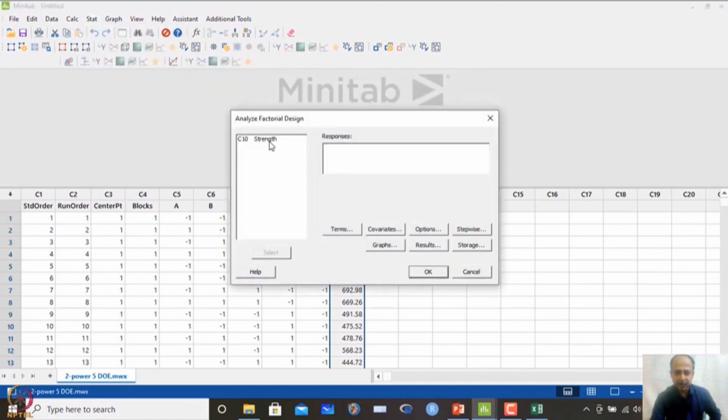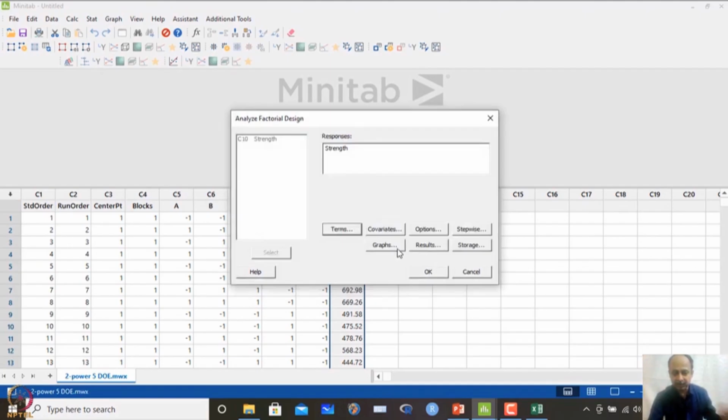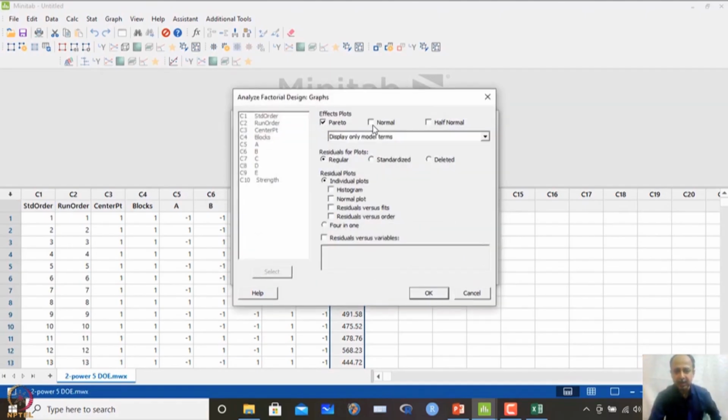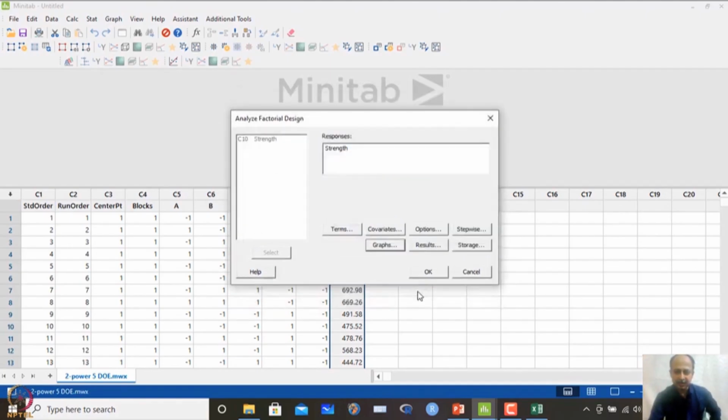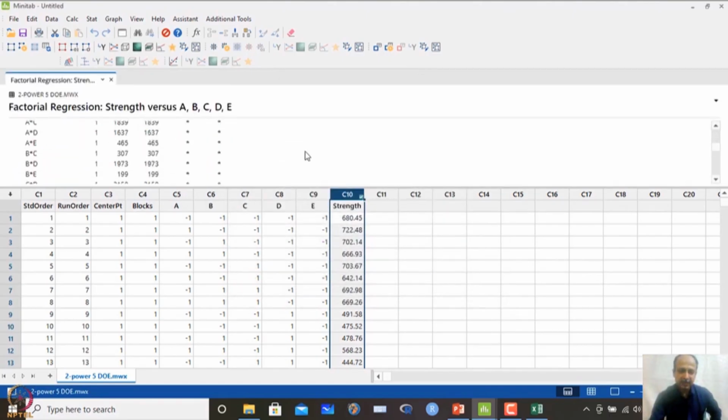The response is the strength, which we want to maximize, let us assume. In terms, we will include all 5 terms. Initially we are concerned about the Pareto and normal plots, so we do that and click OK, to get an understanding and feeling of which effect is important.